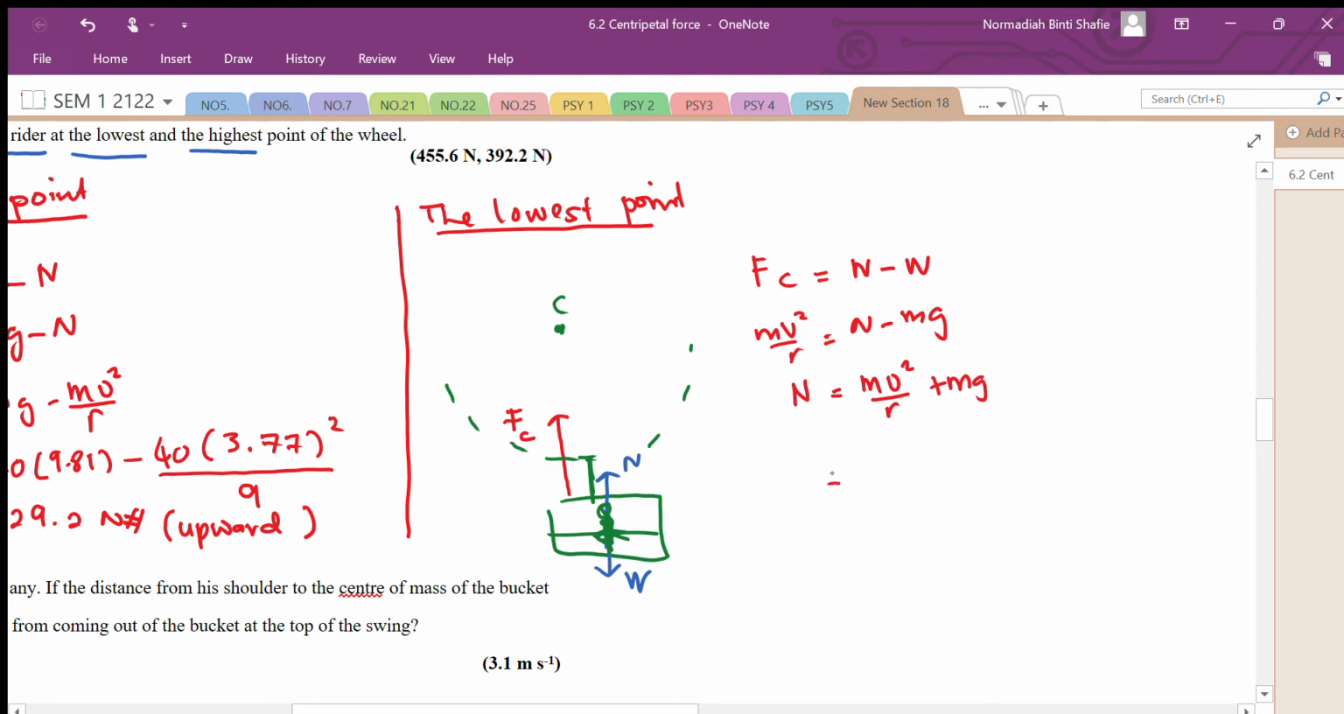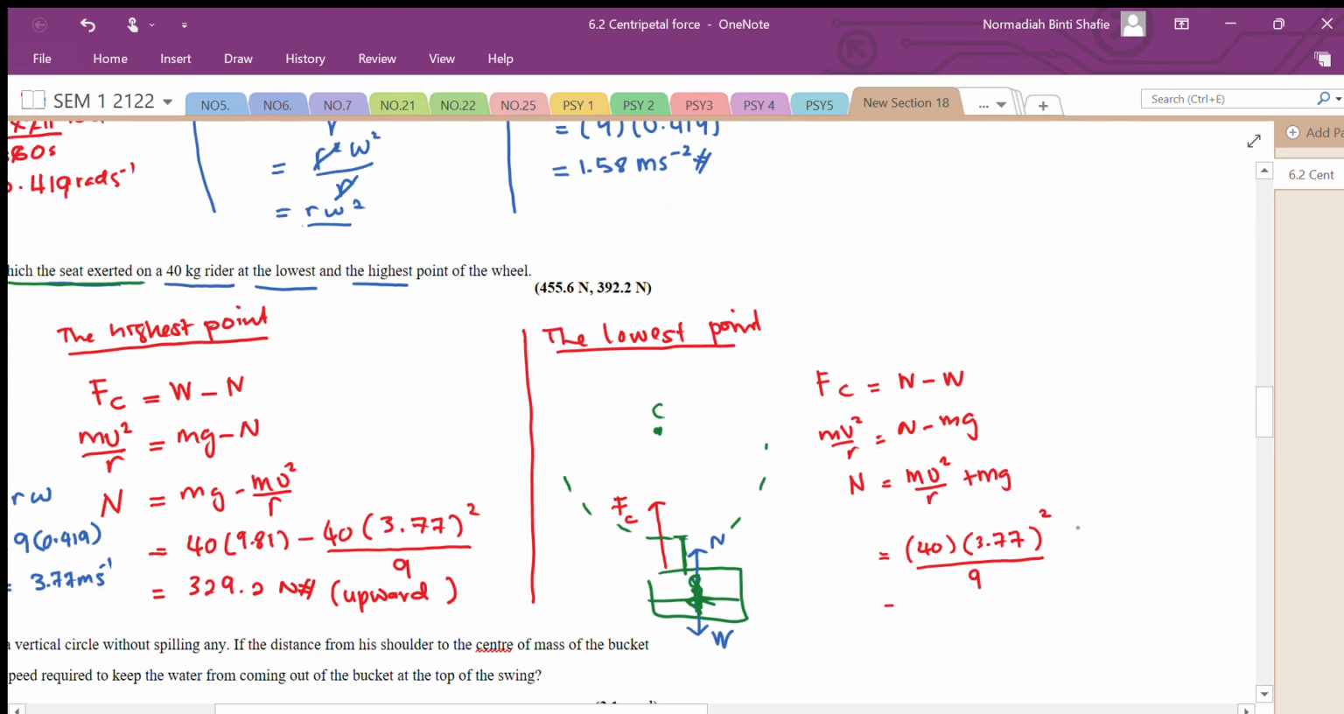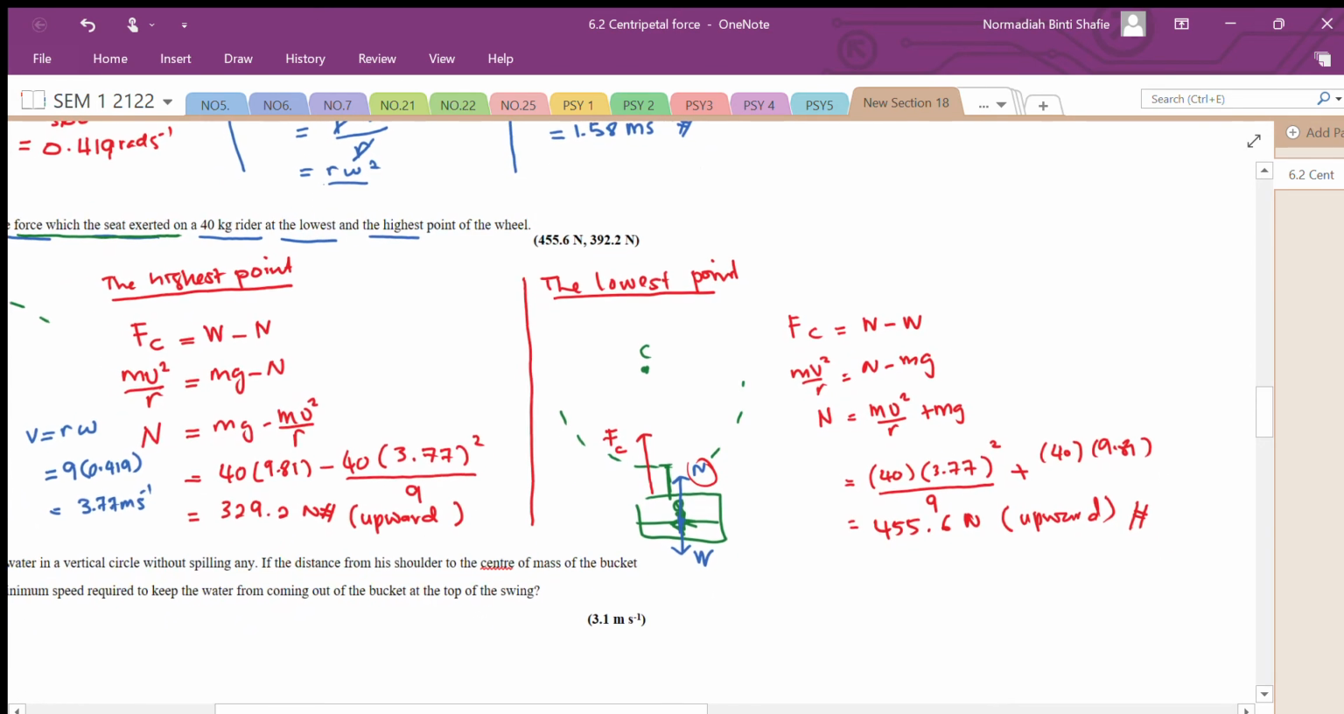Then what we need to do is just substitute the value of mass of the rider which is 40. V equals to 3.77, square over R, the radius of the Ferris wheel, plus 40 times g 9.81. As a result, equals to 455.6 Newton. So direction. So you check tengok direction untuk normal force kita, direction dia ke mana? Up juga ataupun towards the center.